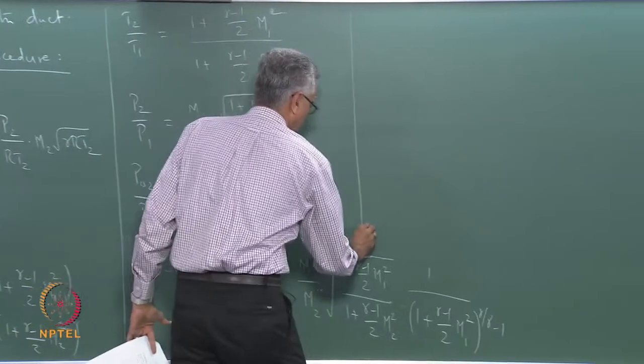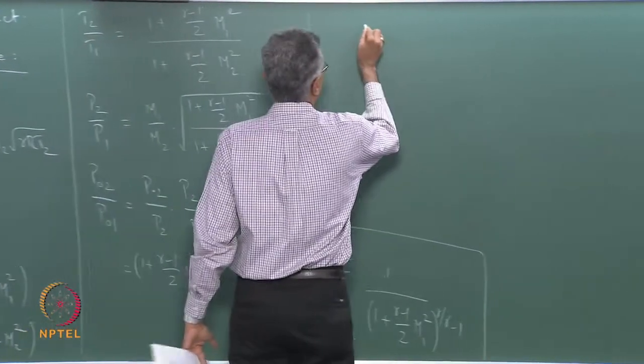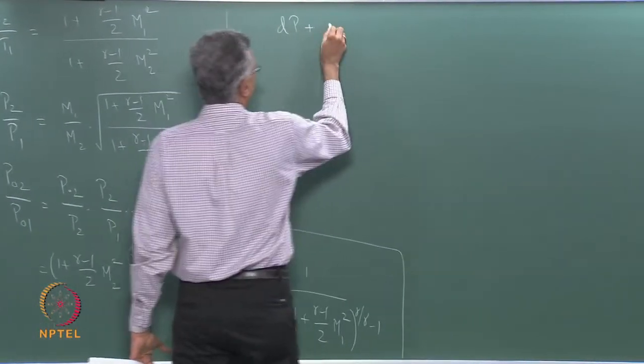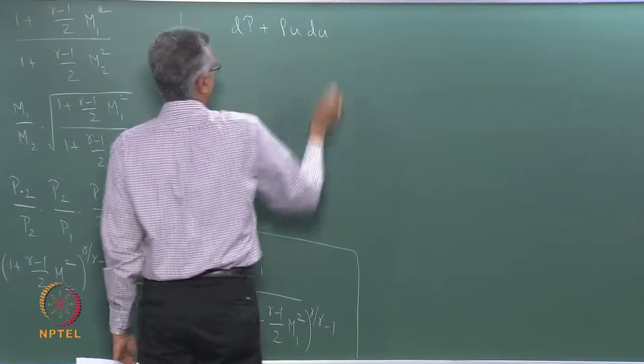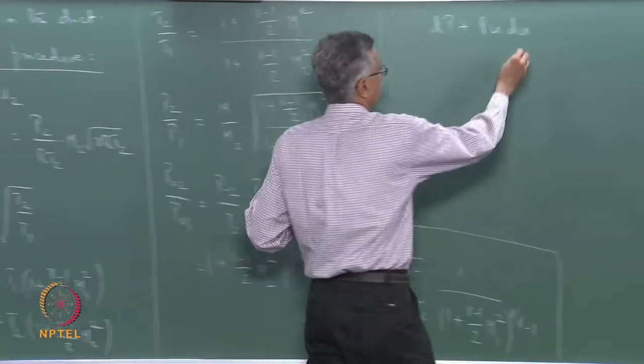So, we start with the differential form of the momentum equation. You can write the momentum equation in differential form like this. If you take a small control volume and write the differential form of the momentum equation, it looks like this.